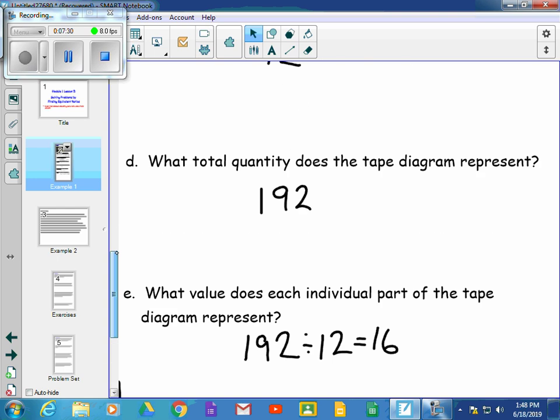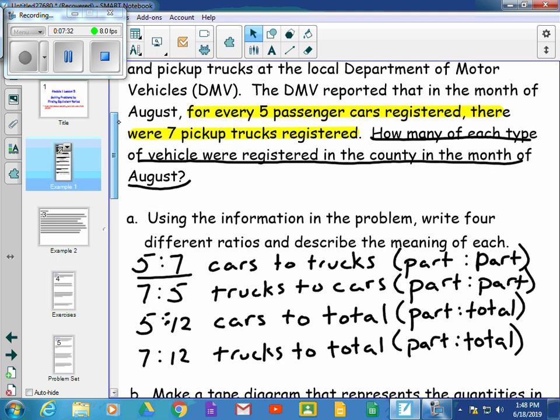If we go back to our original question, notice they asked, we underlined it, how many of each type of vehicle were registered in the county in the month of August? We answered that question. 80 cars, 112 pickup trucks.